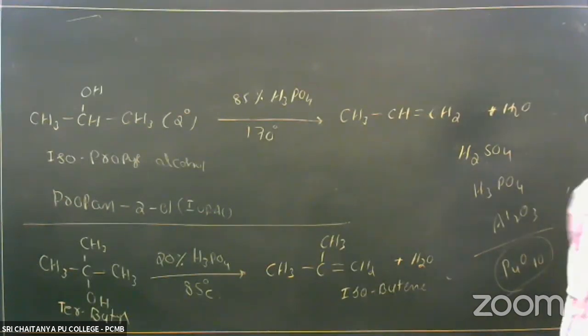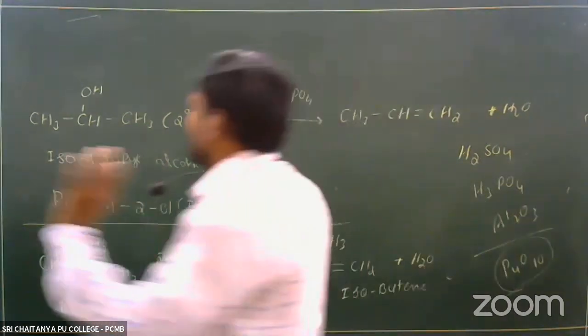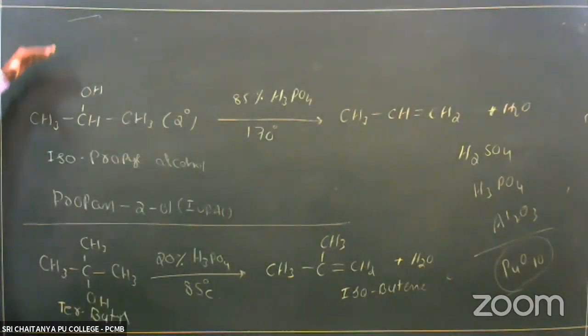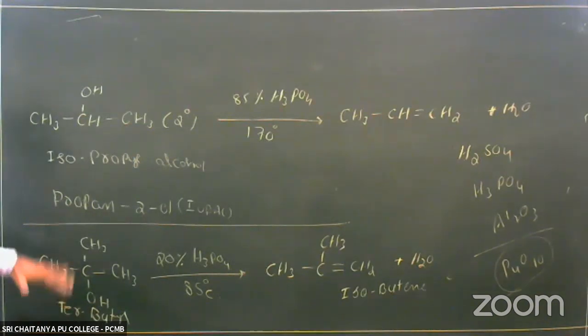So the mechanism is also important: dehydration of primary alcohols, dehydration of secondary alcohols, dehydration of tertiary alcohols. Suppose in this dehydration reaction more than 2 compounds are possible. Here we should follow the Saytzeff rule. According to the Saytzeff rule, the alkene with more alkyl groups is the major product.